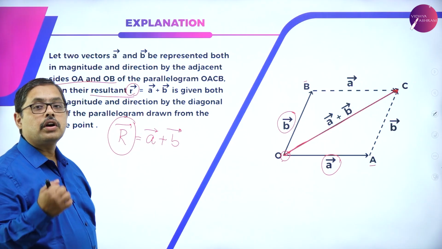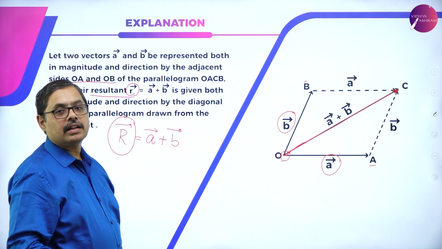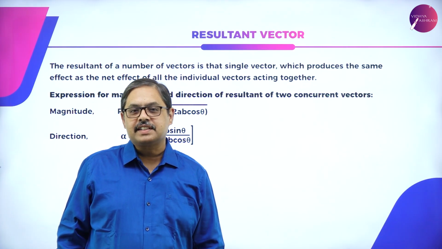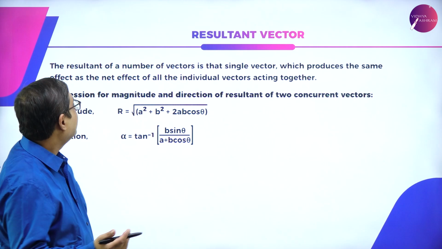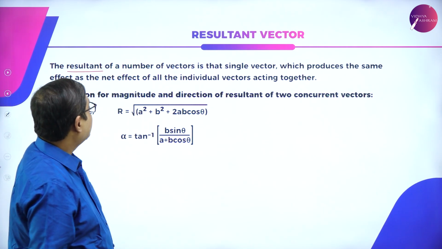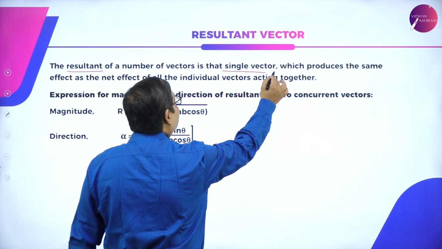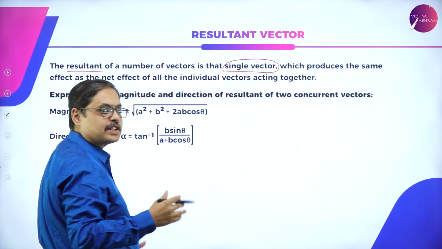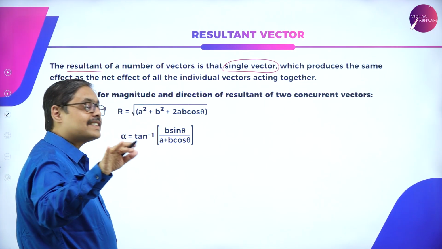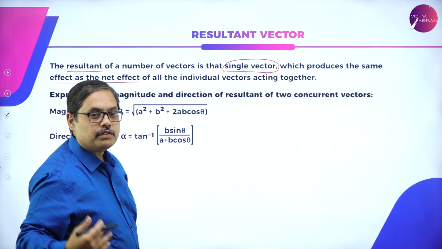So we have got two methods of addition of vectors. One is the triangular law, the other one is the parallelogram law. Let us now check how the resultant of two or more vectors can be expressed with the help of an equation. The resultant of a number of vectors is that of a single vector. You can express a number of vectors in terms of a single vector, which produces the same effect as the net effect of all those individual vectors.